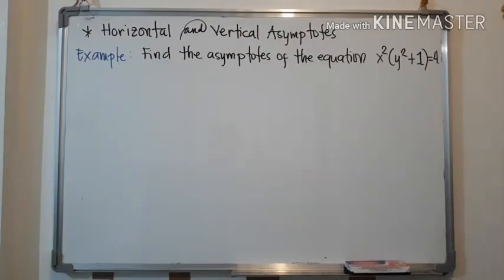Let's have an example. Find the asymptotes of the equation x squared times the quantity y squared plus 1 equals 4. So let's start with the horizontal asymptote.